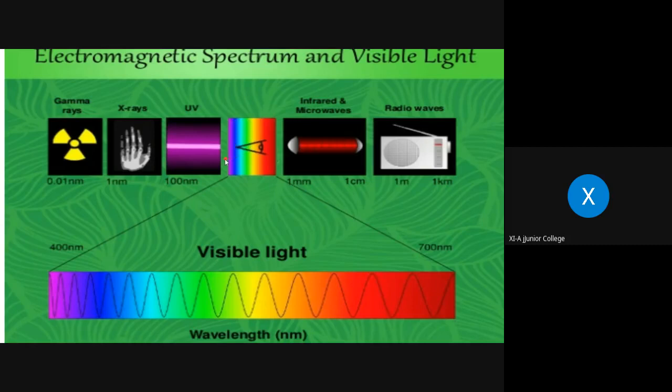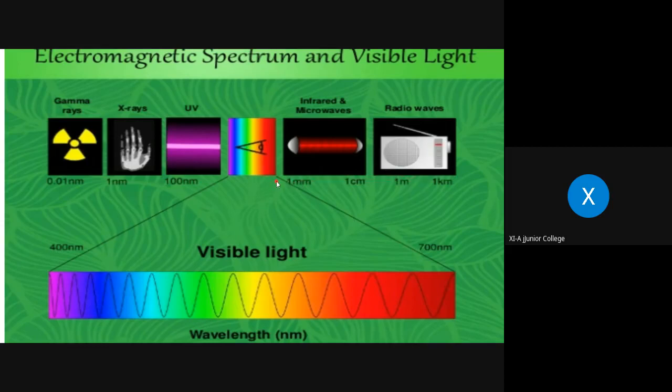Now the wavelengths below the visible spectrum start from 100 nanometer up to 0.01. These come before the visible spectrum, and they are ultraviolet, X-rays and gamma rays. Whereas after the visible spectrum, the wavelengths are infrared, microwaves, then radio waves, and their range is given here.